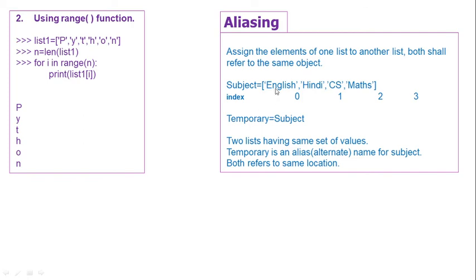That means a list consisting of English, Hindi, CS and Maths can be referred to by using two different names. One is the original name, subject, and the second is the temporary name, or we can say the alias name. We can have any other name in the place of temporary, it can be A, whatever it is. Two lists having the same set of values. Temporary is an alias or alternate name for subject. Both subject and temporary refer to the same location.